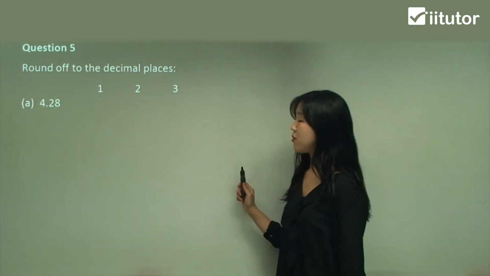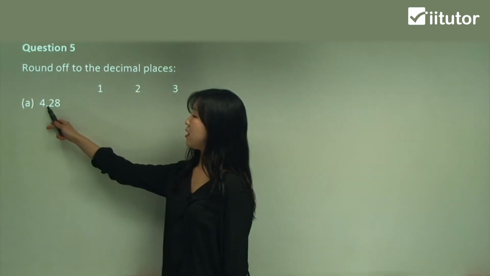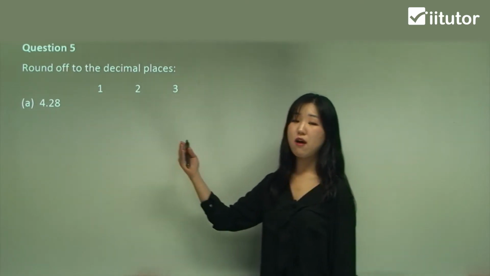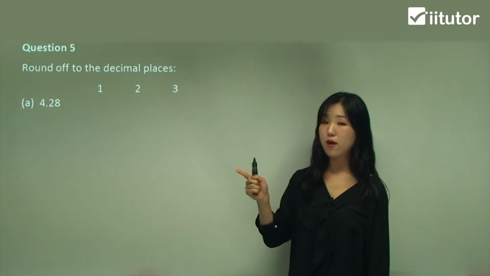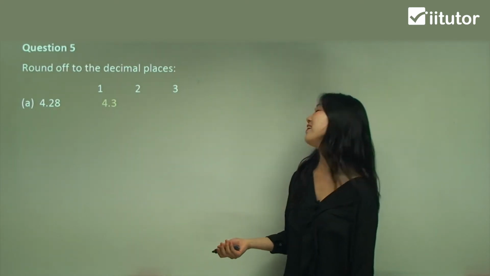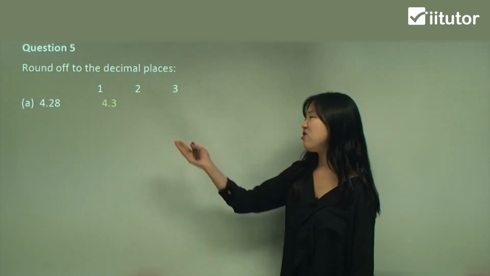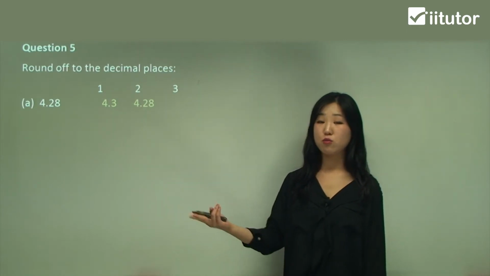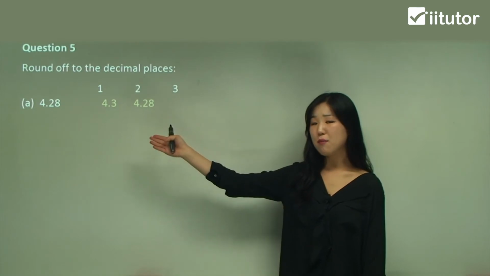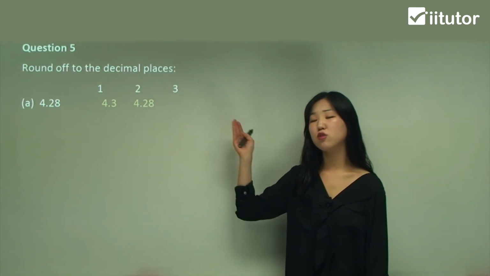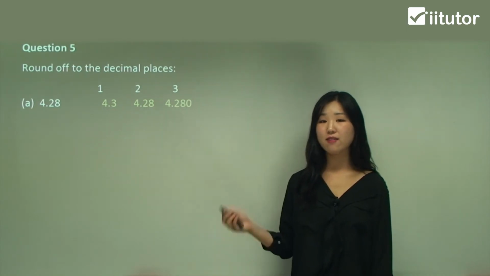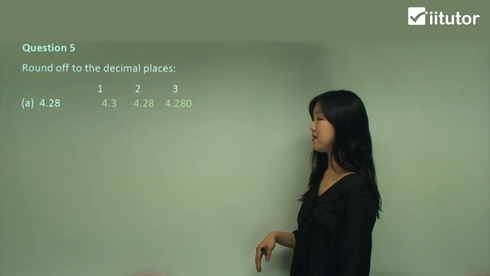So in 4.28, to one decimal place is just 2. But see the next number 8? It's greater than 5. So if it's greater or equal to 5, you always round the previous number up by 1. So it's going to be 4.3. Okay? Now to two decimal places, it's just as it is really, because there's only two decimal places in the original question. Now three decimal places, the number is only 4.28. So to round it to three decimal places, you're going to just add an extra 0 at the end. Okay? So that's how you round it to three decimal places.